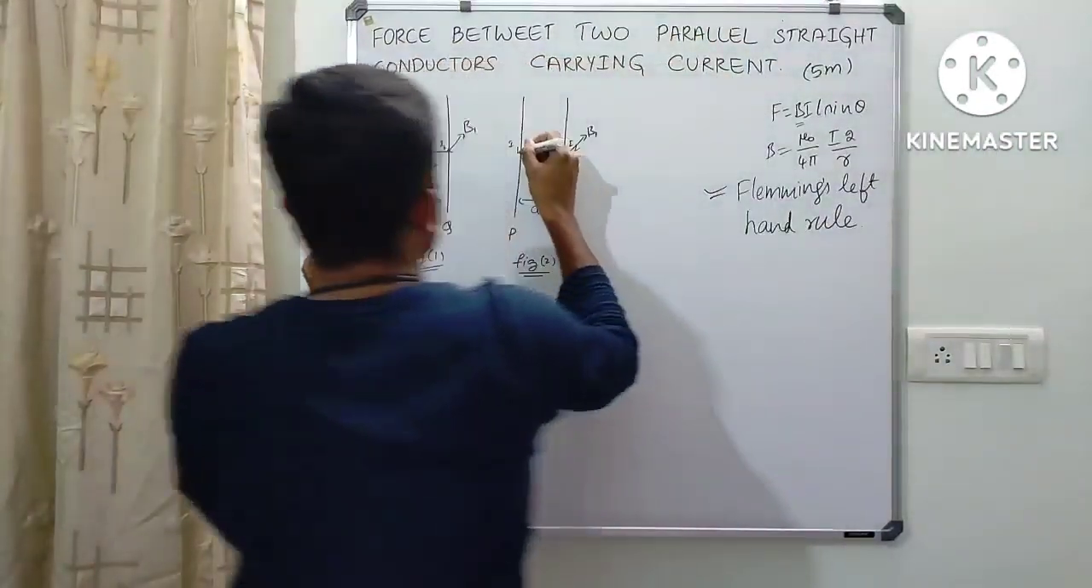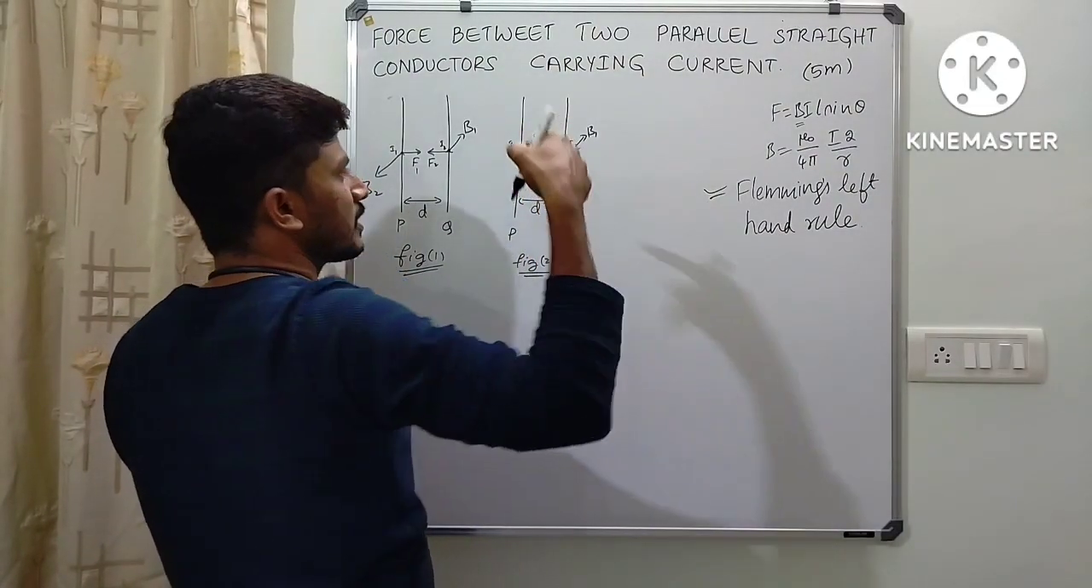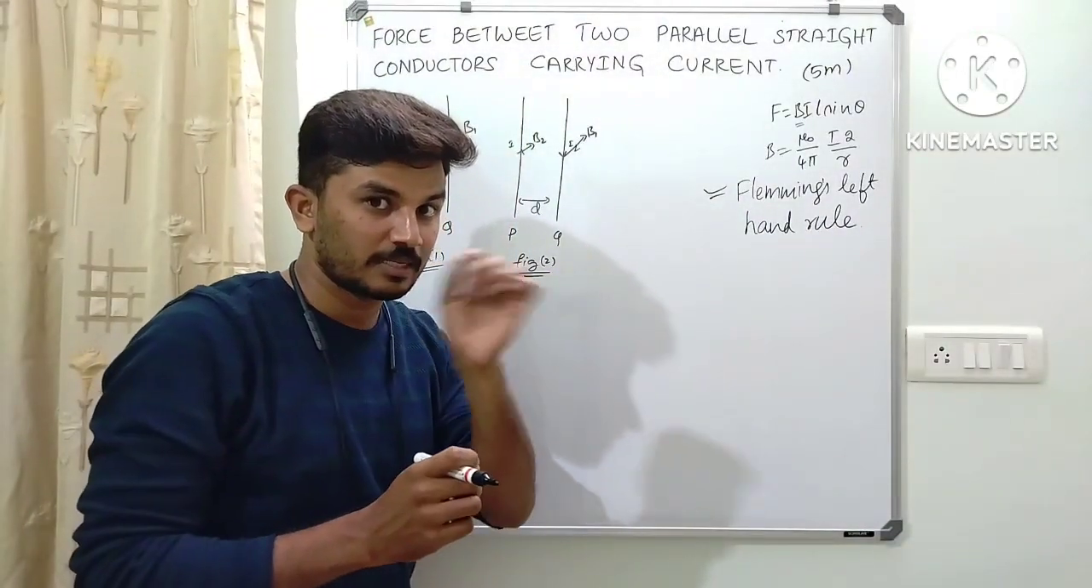So the direction of magnetic field will be into the plane of the board. I have written like this. Do you understand this step by step?